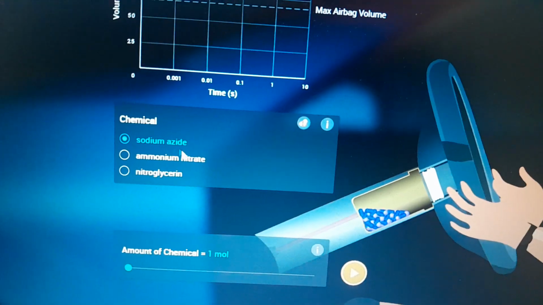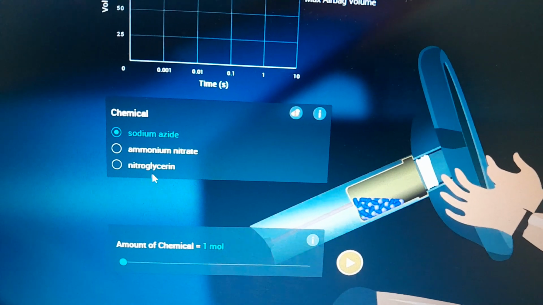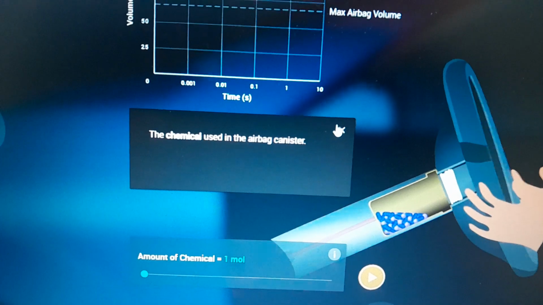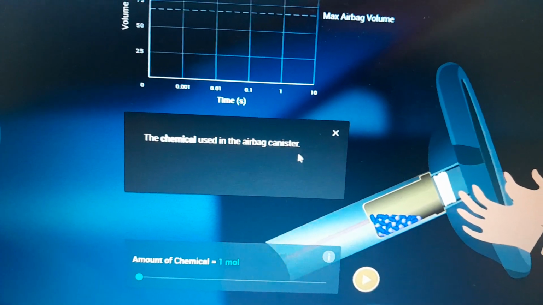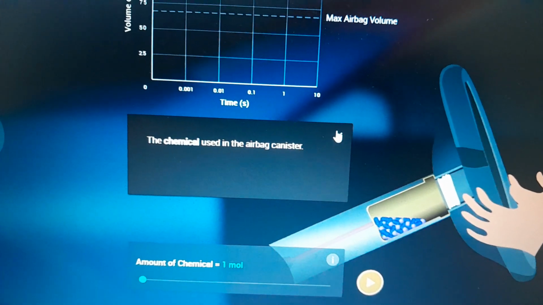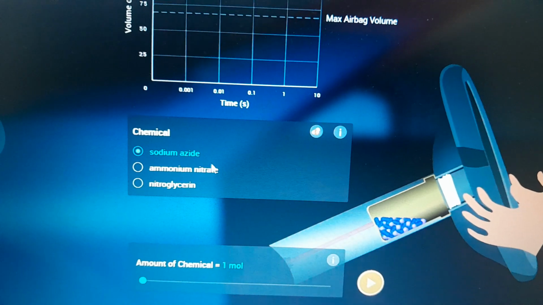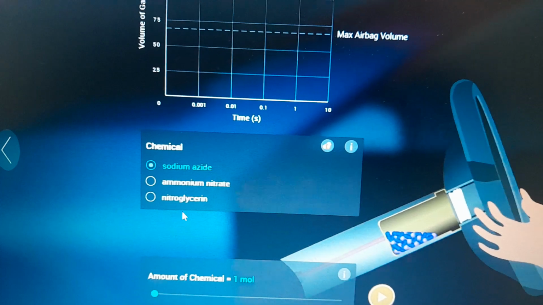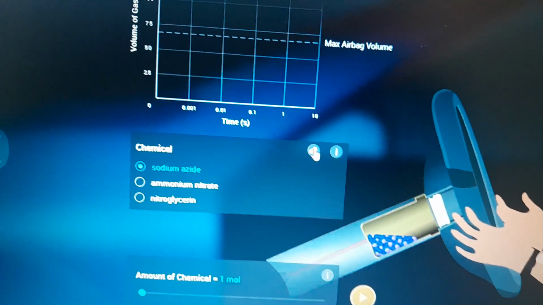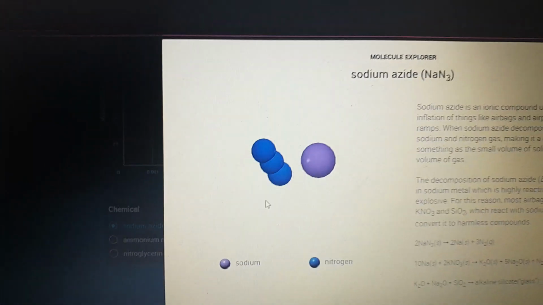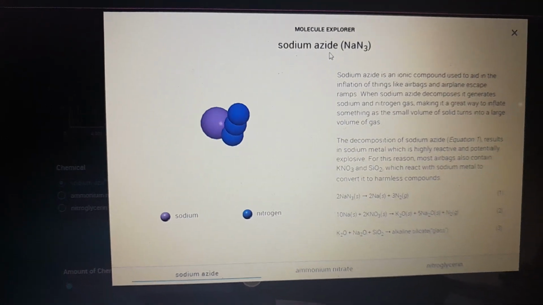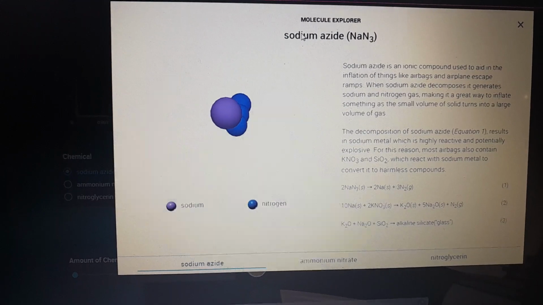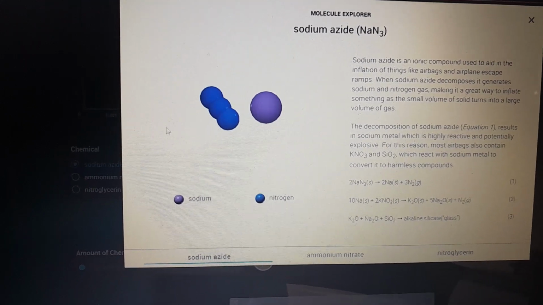Then we have sodium azide, ammonium nitrate and nitroglycerin, and we might learn about these as well. These are the chemicals that will be used in the canister. If you're not sure what azide or nitroglycerin is, no problem, because they have given this here as well. You can click here to get the molecular explorer. Azide is N3 minus and sodium is Na. They both come together to form this.